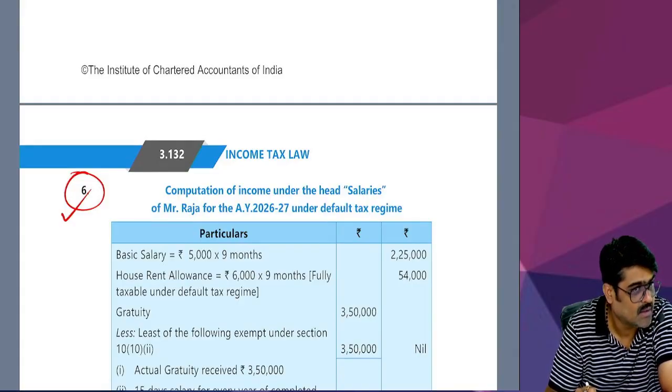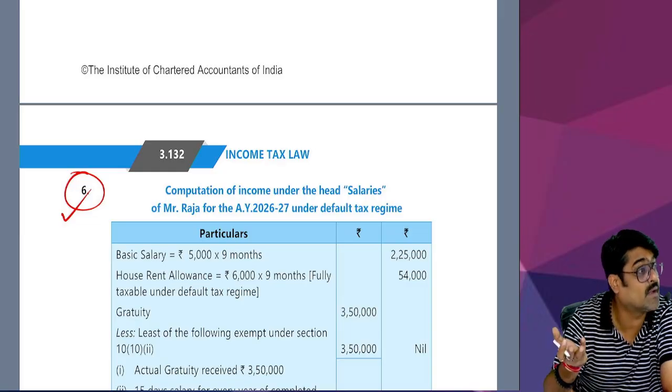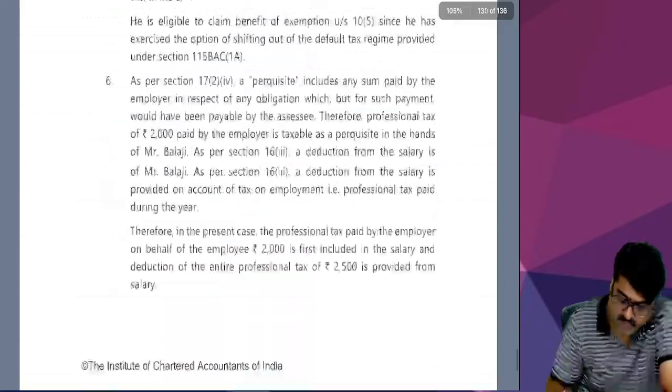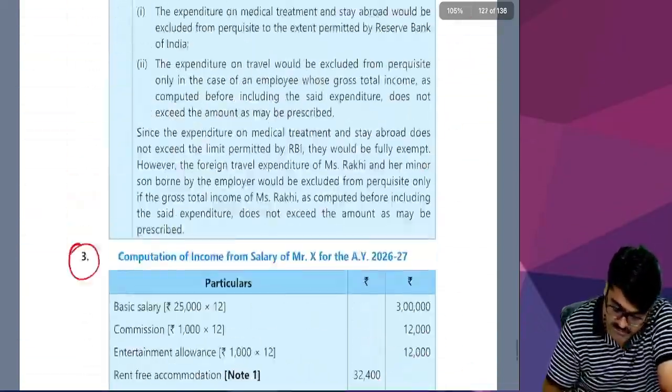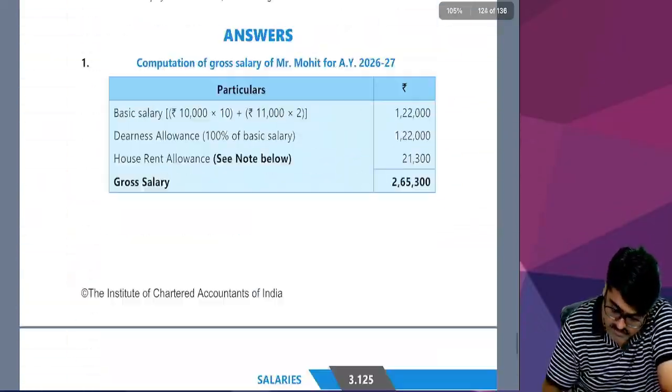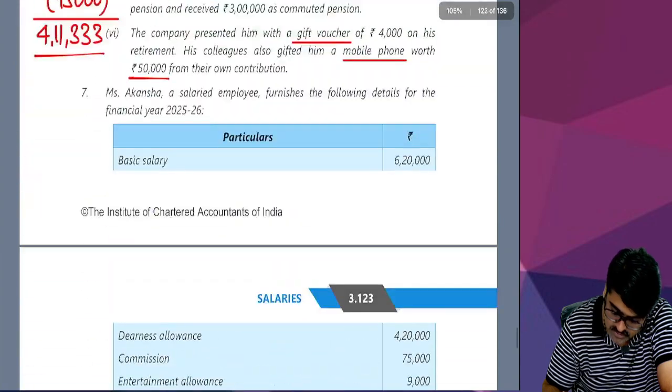Easy? Sure? Will you present this answer today at home, in the same manner in which we have done the last question? Yes or no? Take one question as homework. I am giving you one question. Wait. Question number 6 was there, no?